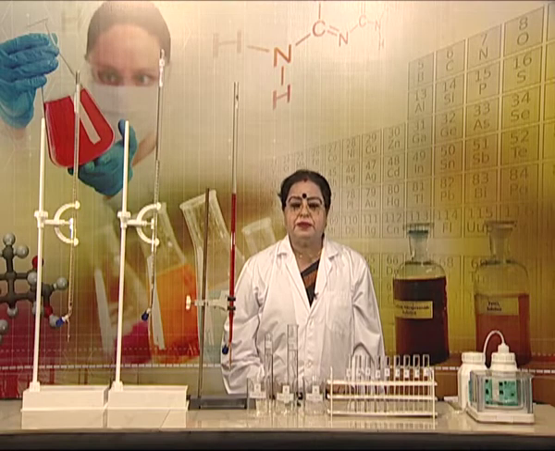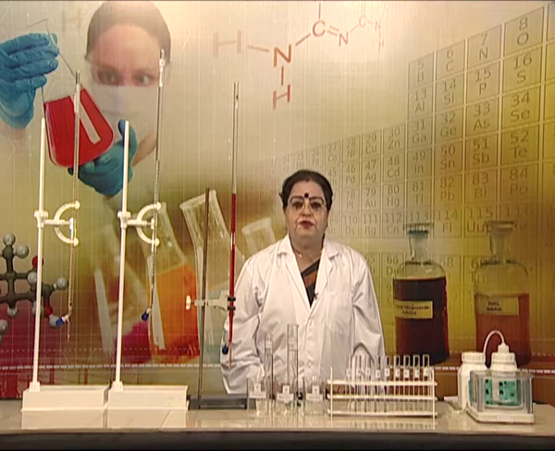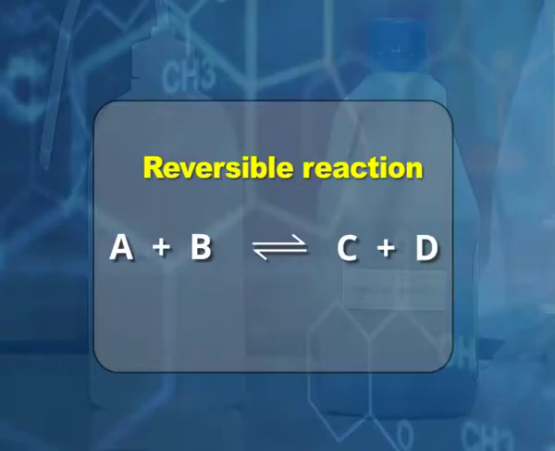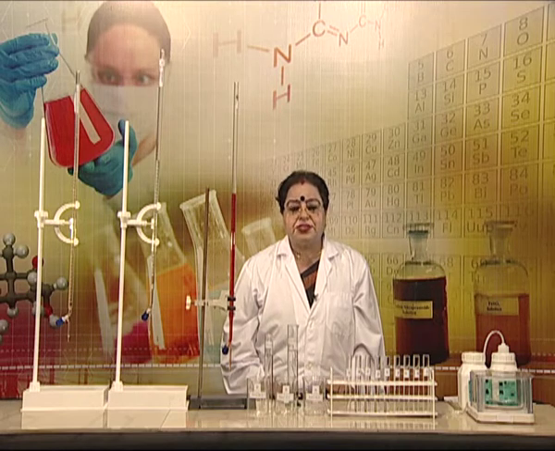But there are some other reactions in which once A and B react to give the products C and D, the products formed, which are C and D, now react again to form the reactants A and B. That means, now the products are acting as reactants and the direction of the reaction has reversed. Such reactions are called reversible reactions.